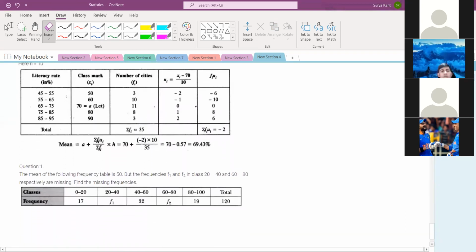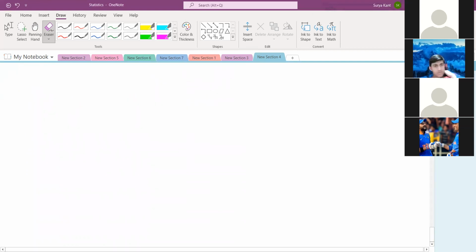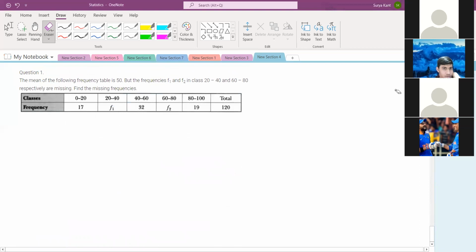Okay, now similarly you have to do this question, the last question right now, by any method. I'm not saying you do this method only. Any method you can use, and tell me the answer. Here you have to find both the frequencies.